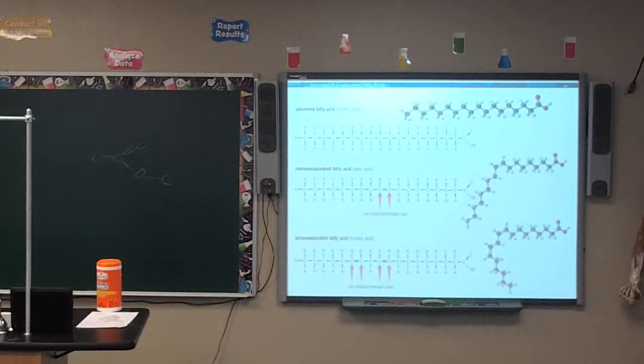Here's an example of a saturated fat. It's the idea that every single spot is full of hydrogen as much as possible. This one has a double bond, so you could break it and add on extra hydrogens. Same thing down here: you could break these bonds and have extra hydrogen hooked onto it. So those are unsaturated. Alright, next page.